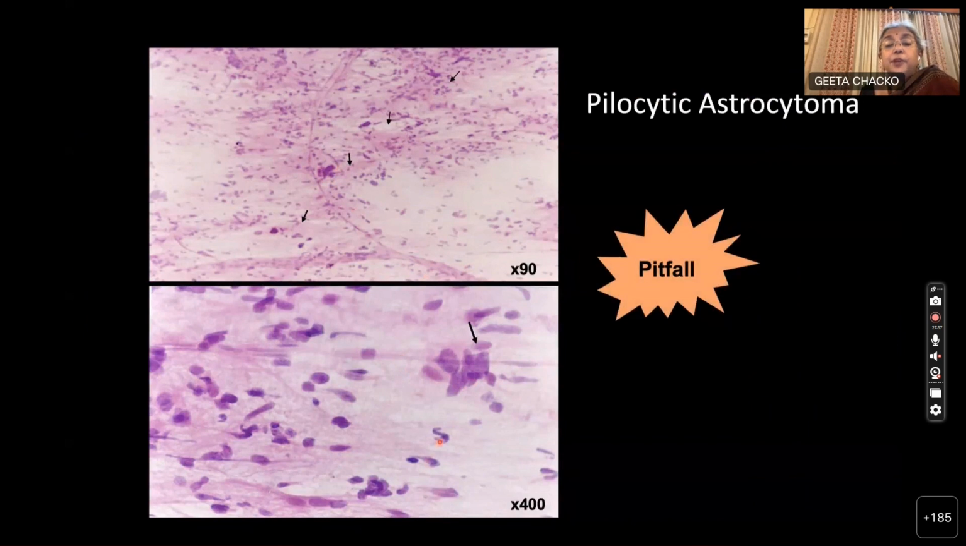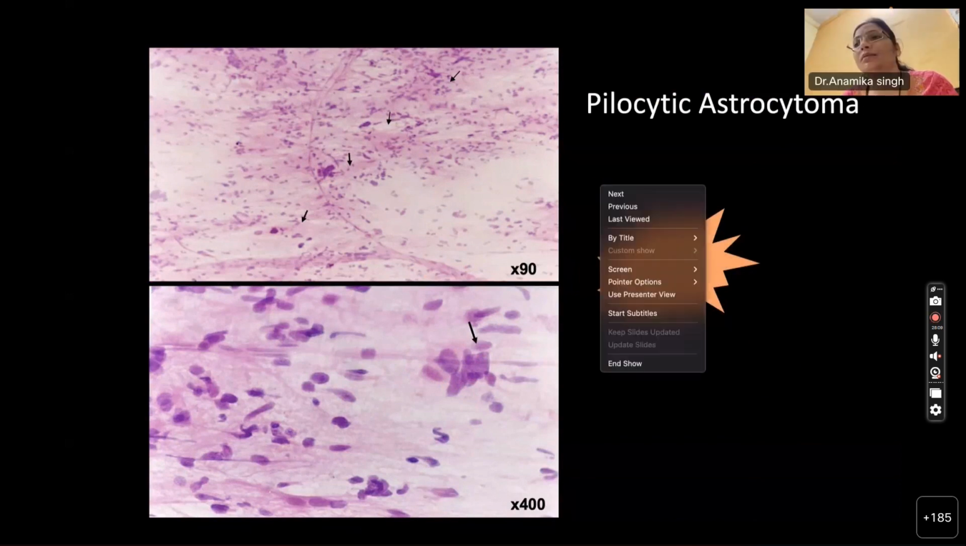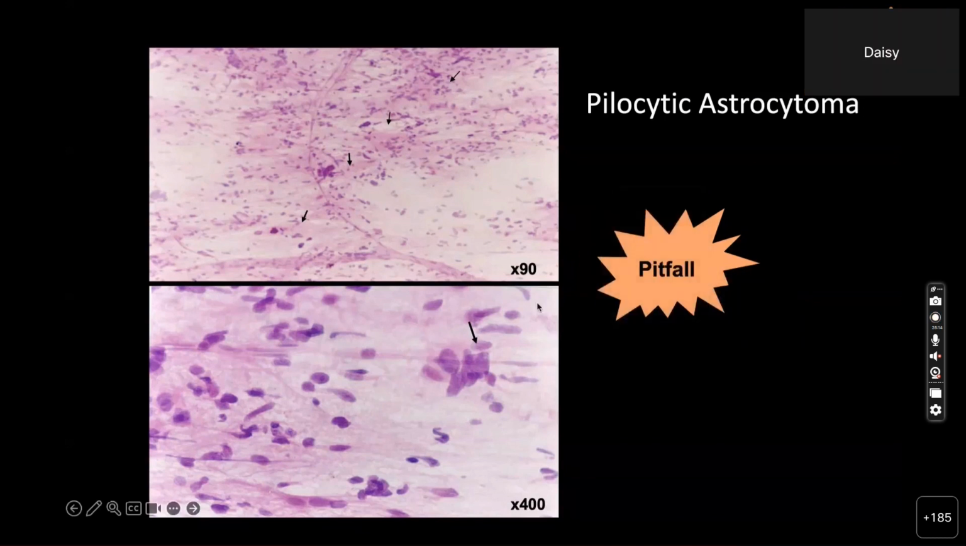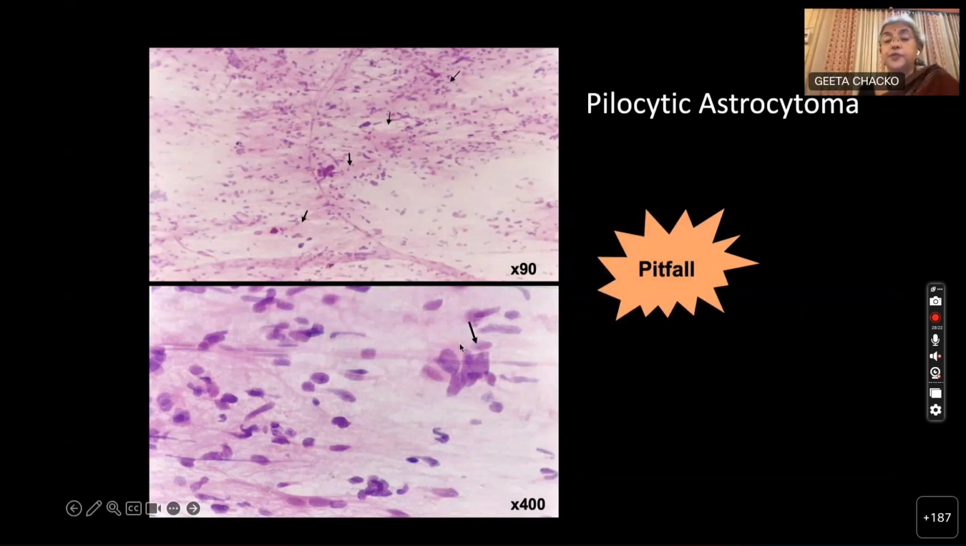Now, when you see pleomorphism, Anamika, do you have to worry about it in a pilocytic? It can be there, but as it is a low grade, we put it in a low grade. What do you mean by that? What is it when you see this kind of pleomorphism?